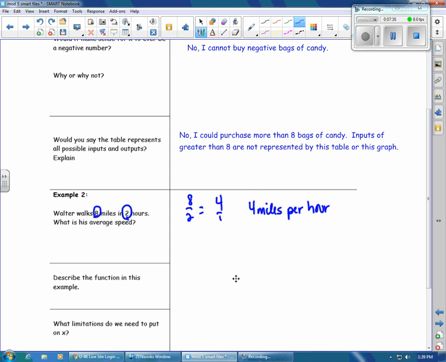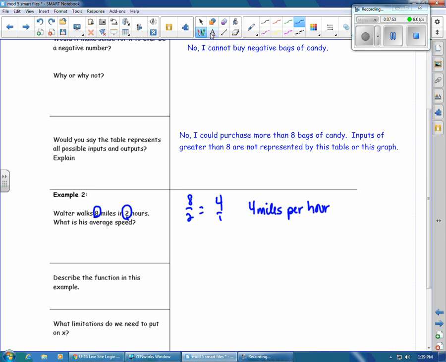Now we can assume that he's going to be walking at a constant rate, meaning that his average is going to be the same over an extended period of time. So it says describe the function in this example. We're going to say the distance.